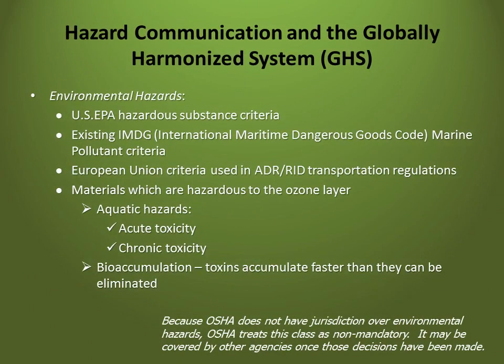Environmental hazards include U.S. EPA hazardous substance criteria, existing IMDG marine pollutant criteria, European Union criteria used in ADR and RID transportation regulations, materials which are hazardous to the ozone layer, including aquatic hazards with acute or chronic toxicity, and bioaccumulation. These are toxins that accumulate faster than they can be eliminated. Because OSHA does not have jurisdiction over environmental hazards, OSHA treats this class as non-mandatory. It may be covered by other agencies once those decisions have been made.